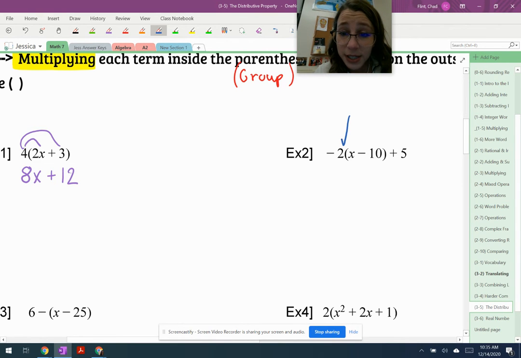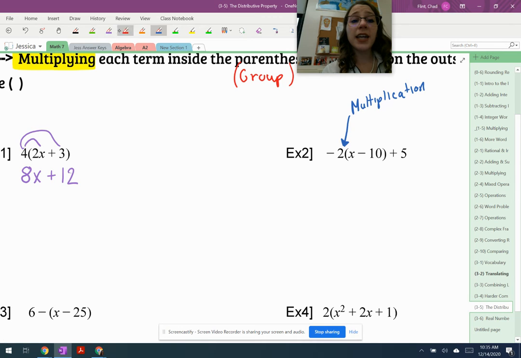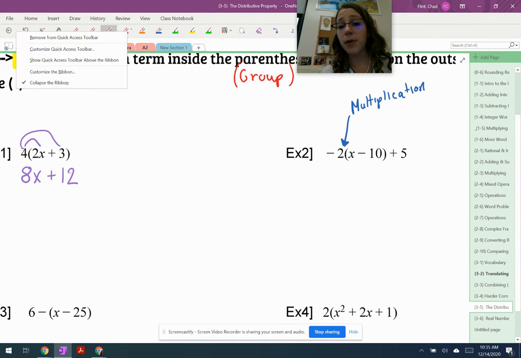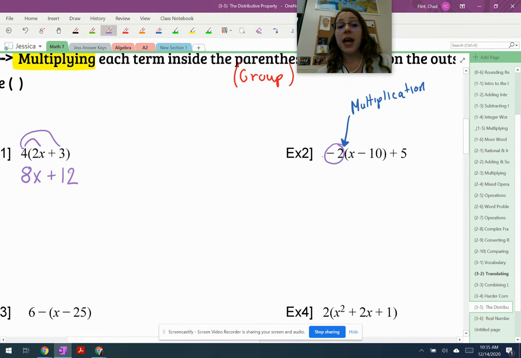And remember, if I don't see an operation there, I'm assuming that that's multiplication. That's where that distribution comes from. So I'm going to take that -2 and multiply it by, and notice the way that I kept the -2. That's not just a +2 out there, that's a -2. And that -2 needs to get multiplied by both pieces inside the parentheses.